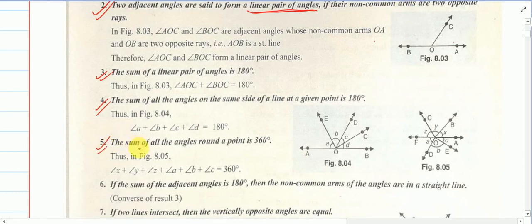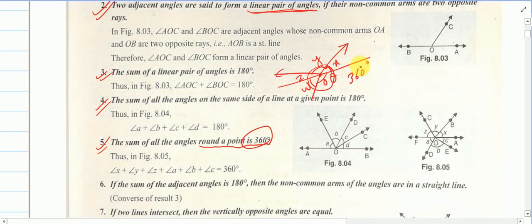Now next is, the sum of all angles round a point is 360. Let's say this is a straight line and this is a point O, and I make angles. Let's say this is X, this is Y, this is Z, this angle is W, this whole angle is theta. So if you take the sum of all the angles, then this will be 360. So that's what it's saying. The sum of all angles round a point, so this is a point, and round the point is 360. Clear?